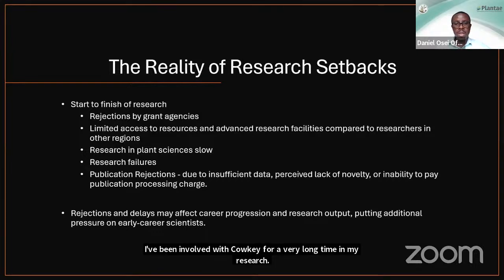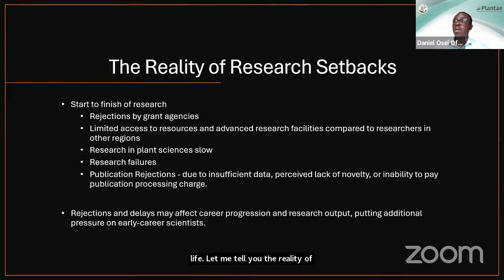Let me tell you the reality of being in this space. There are a lot of setbacks, and the setbacks are not at just one stage. It's from the beginning to the end of your research. I remember when I first started, I started writing proposals for grants. It took a long time before I got my first ever grant, a very long time.